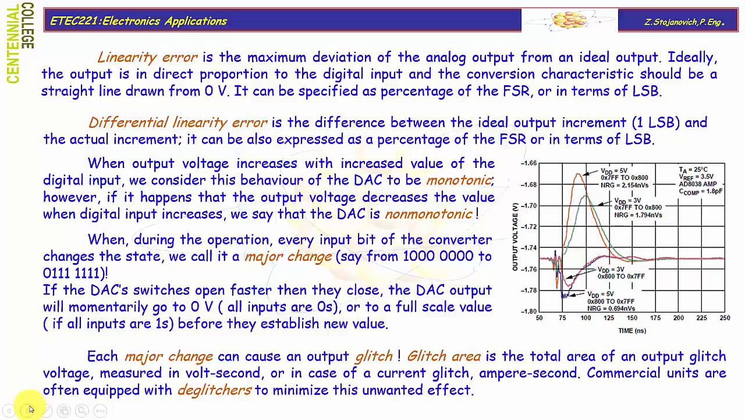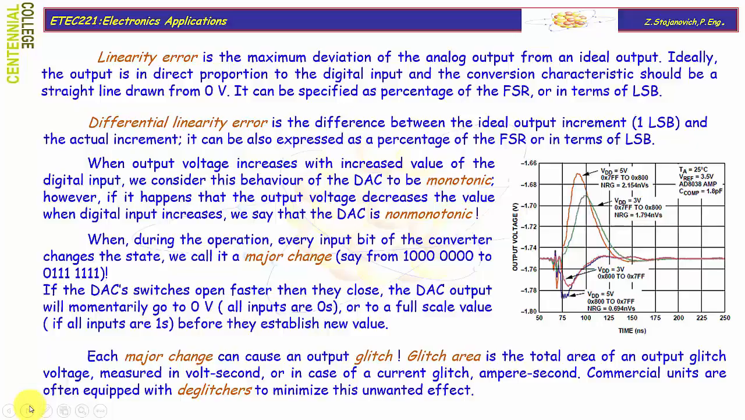When output voltage increases with increased value of the digital input, we consider this behavior of the DAC to be monotonic, or in other words, it should be a normal behavior. However, if the output voltage decreases when the digital input increases, we say that the DAC is non-monotonic. Usually there is a problem with the values of the resistors.